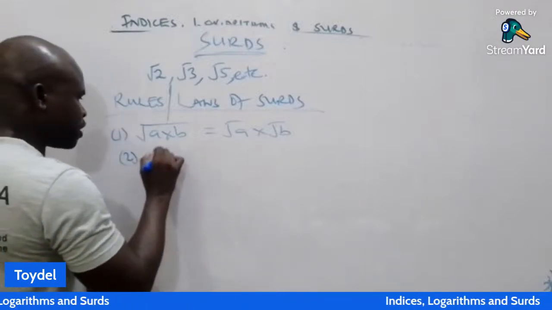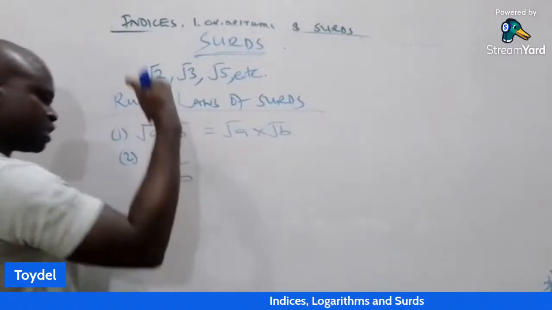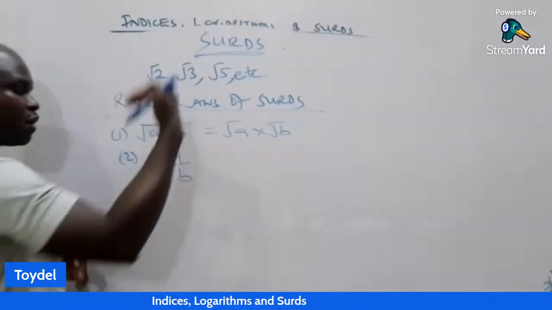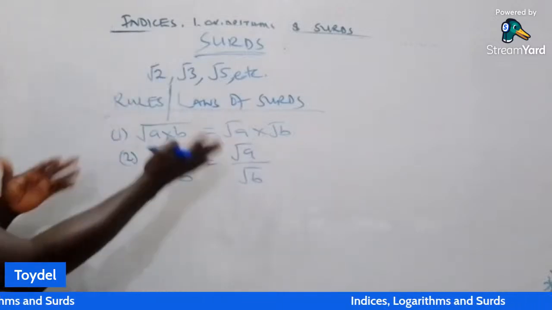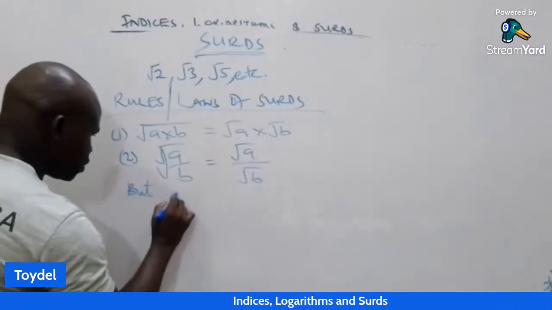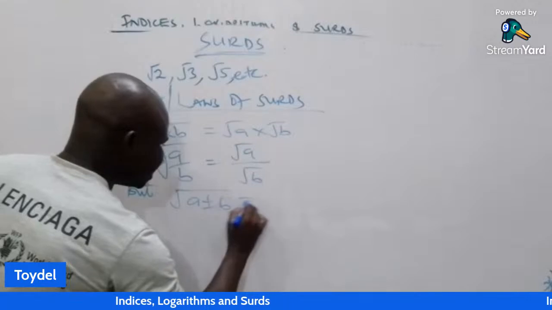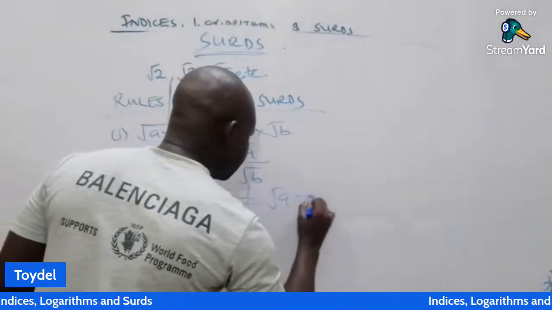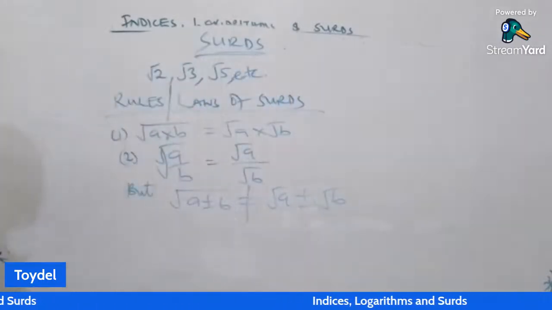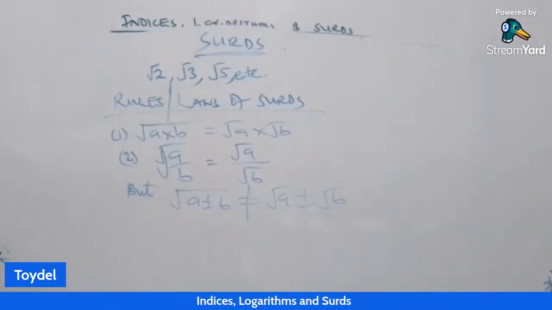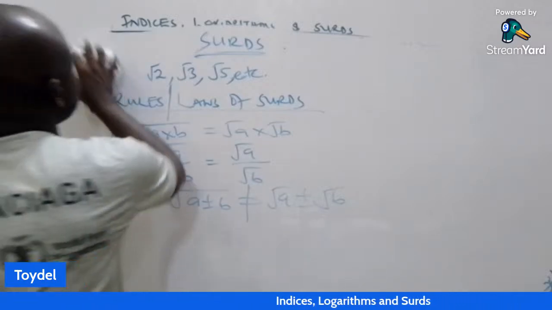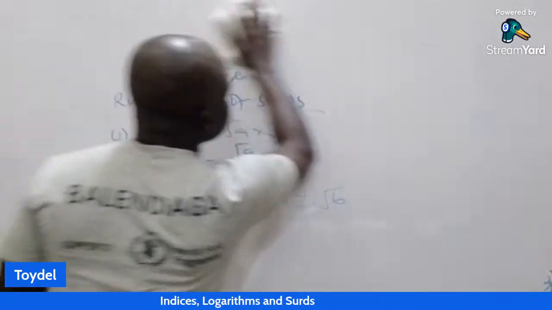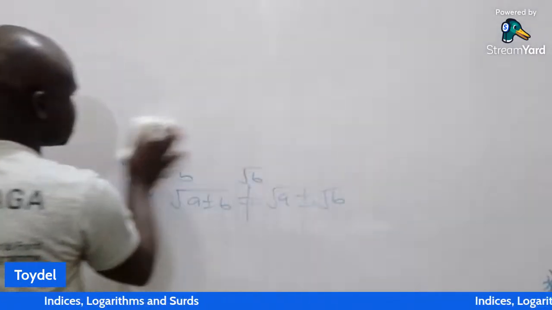The second law says that if you have the square root of a all over b, that is, the square root of a fraction, we can split it as square root of a all over square root of b. So we are permitted to do all this. But if you have the square root of a plus or minus b, it is not the same thing as square root of a plus or minus square root of b. That is, for multiplication and division, we are permitted to do that. But once it comes to addition and subtraction, then we are not permitted to split it.